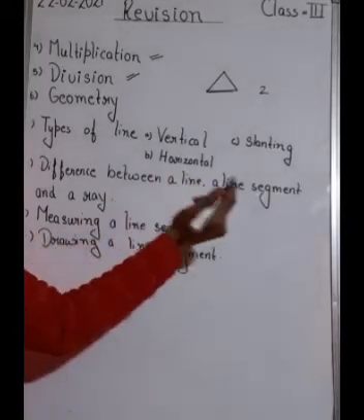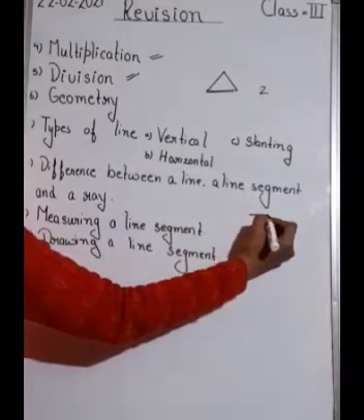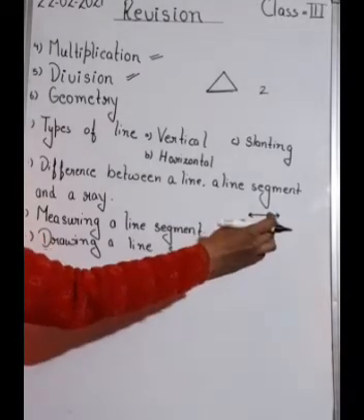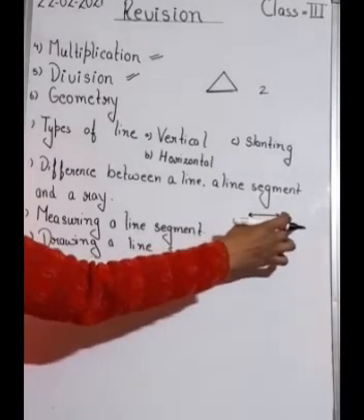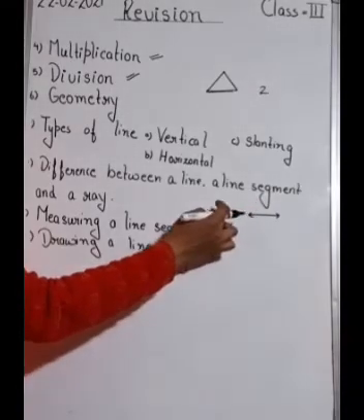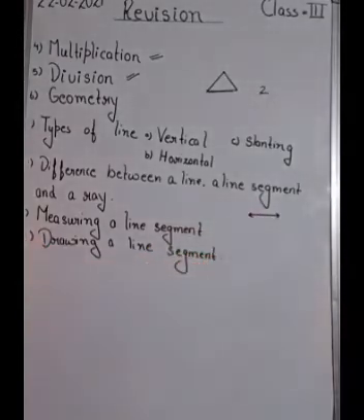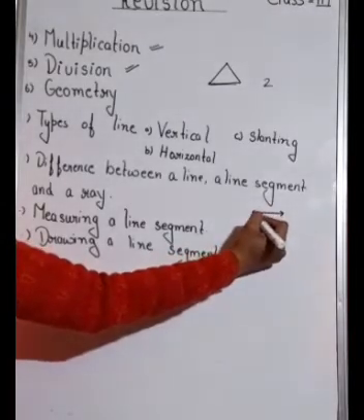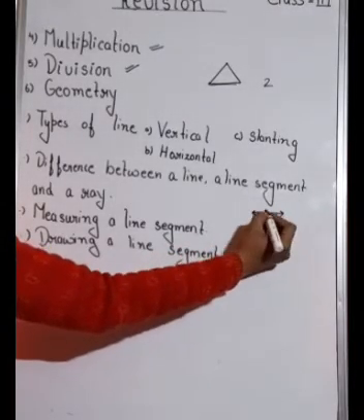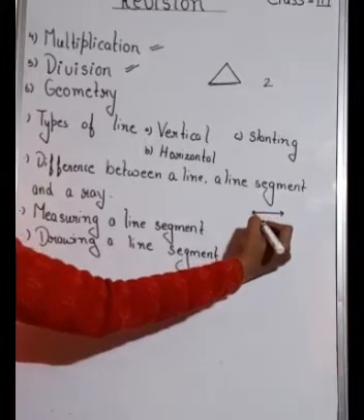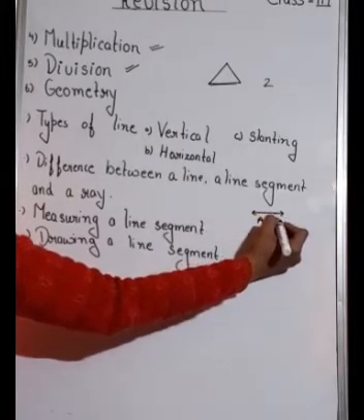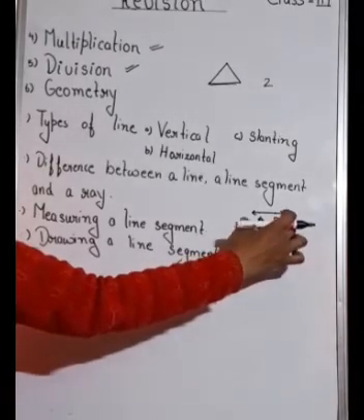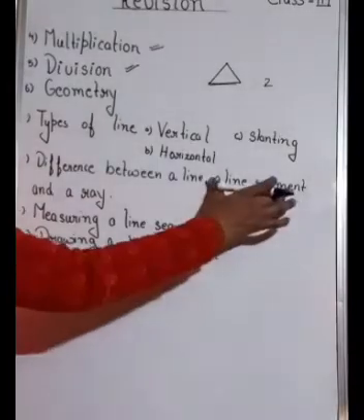Okay, so what is a line? A line means this is your line, and if I put arrows on both sides, it means a line is infinitely long. It can extend towards the left as well as towards the right, and it does not have any endpoint. As I have made an arrow on both sides, what does it indicate? That this line, if I name it AB, has no endpoint and you cannot measure a line.